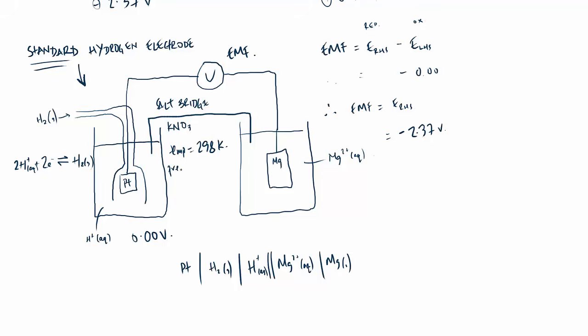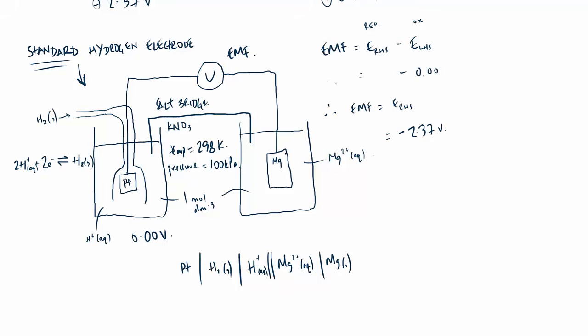So temperature is 298, pressure 100 kilopascals, and the concentrations of solutions must be 1 mole per decimeter cubed, and that goes for both solutions used, or all solutions must be at 1 mole per decimeter cubed. That is crucial. This is 3 easy marks in an exam: 298 Kelvin, 100 kilopascals of pressure, and 1 mole per decimeter cubed of solutions.